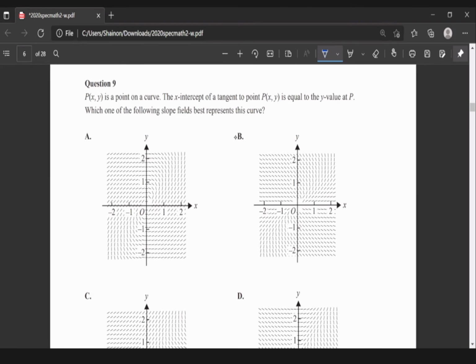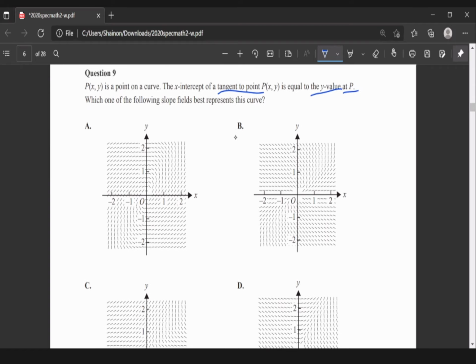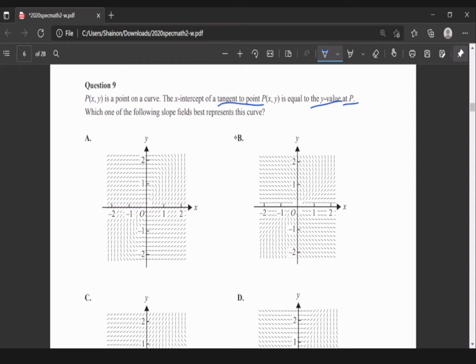Question 9, so xy is a point on the curve, the x-intercept on the tangent, so xy is equal to the y value of p. So the x-intercept is a point on the curve in the x-axis is equal to the y value of p.